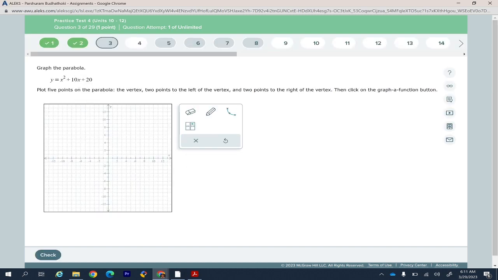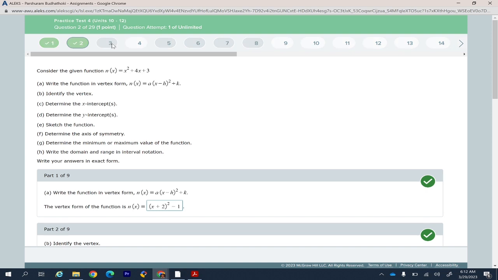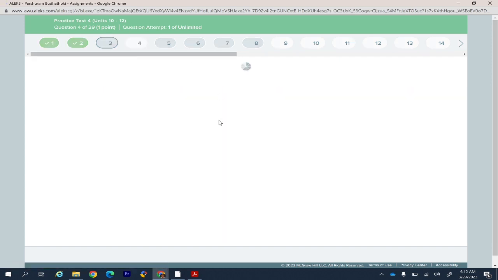Question number 3, one more time. This is graphing a parabola. It's exactly like question number 2, so I'm going to skip it. Plot 5 points on the parabola. This time you have to plot 5 points. You can find the 5 points like we did in problem number 2. You can find the x-intercepts, the y-intercept, the vertex, and some other points as well. Okay, I'm going to skip it.